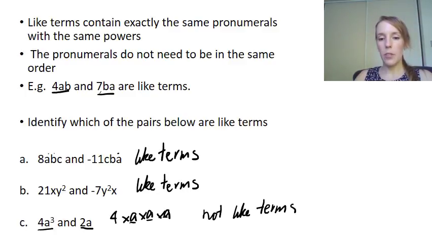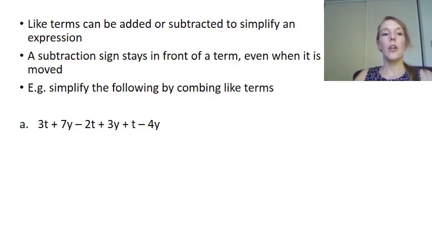They're not like terms, because remember, for them to be like terms, they have to be raised to the same power. So they have to have the same pronumerals, but also be raised to the same power. It has to have both of those things before they can be classified as like terms. If they are like terms, we can add or subtract them, and that allows us to simplify algebraic expressions. Just a note, a subtraction sign stays in front of a term even when it's moved.